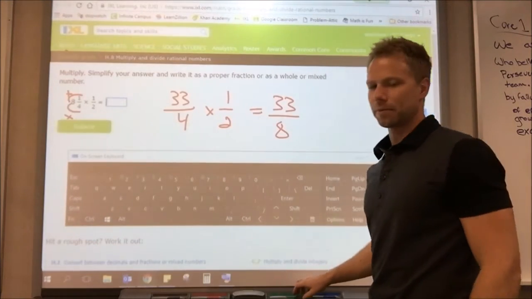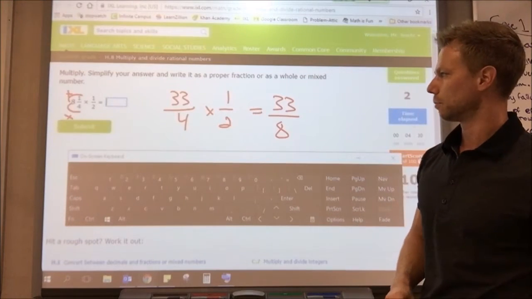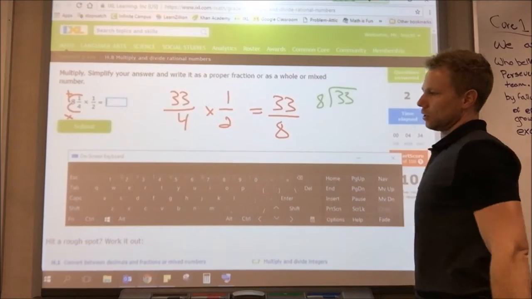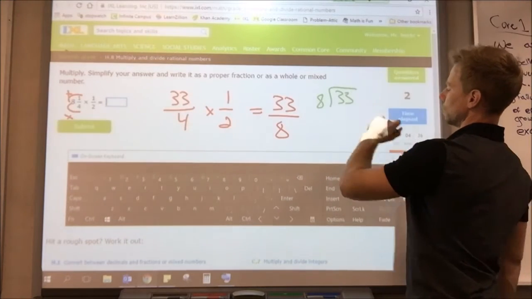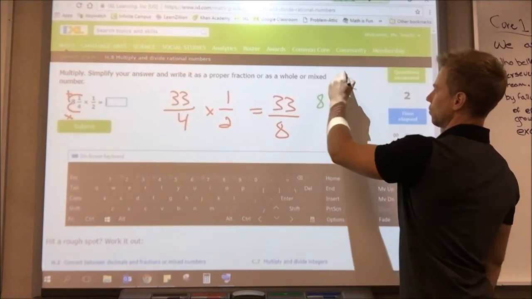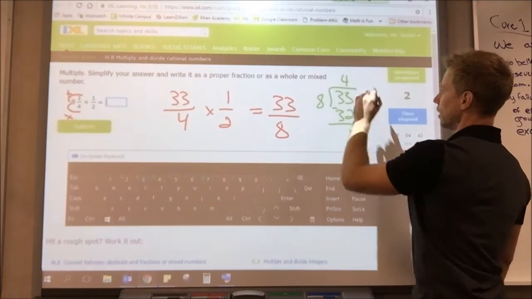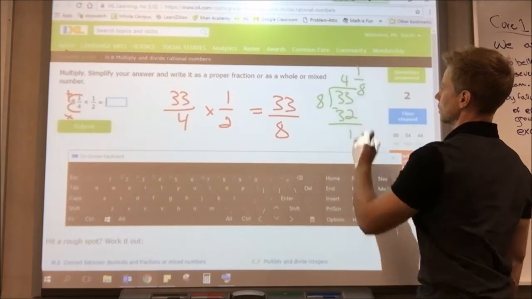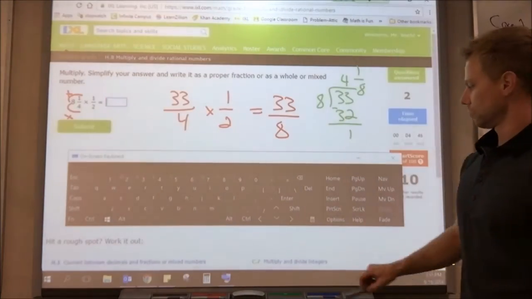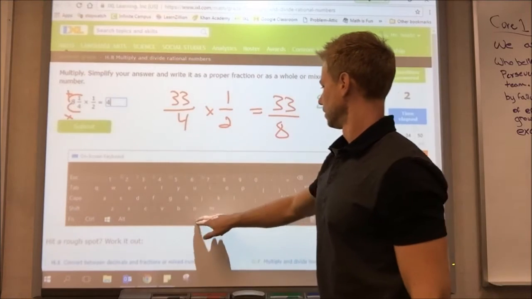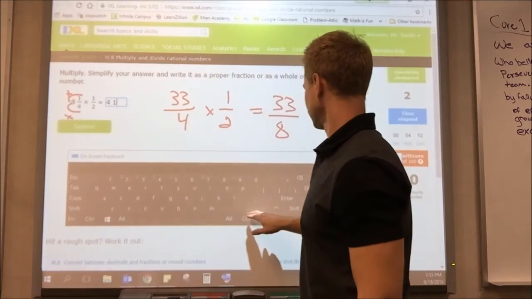That's improper, which I have to change to a mixed number. So I have to divide. 8 goes into 33 4 times, which is 32. Subtract, I get 1. There's 1 left over out of 8. So that becomes 4 and 1/8. So I'll plug that in.